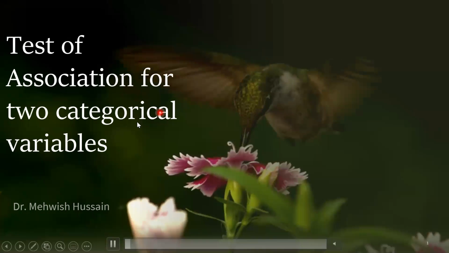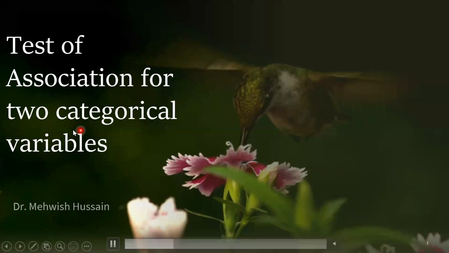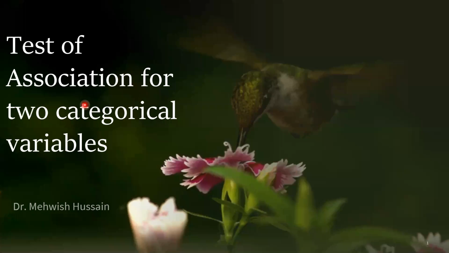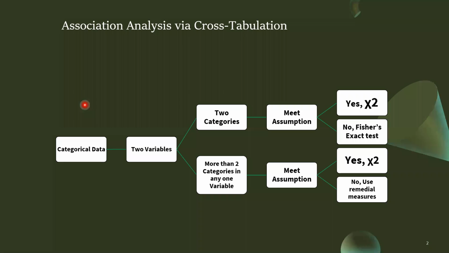In this lecture, we are going to study tests of association for two categorical variables in SPSS. Our scenario is with the cross tabulation, where we have two variables and both are categorical in nature. If we have two categorical variables, the scenario can be classified into two: either both variables have two categories, or at least one of the variables has more than two categories.